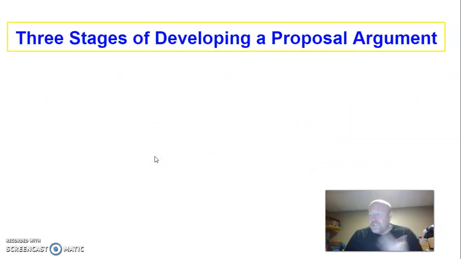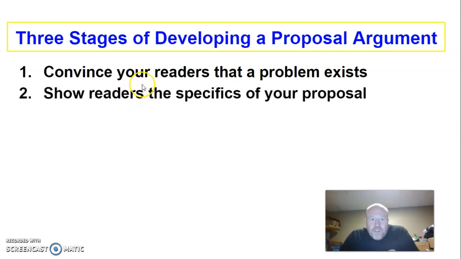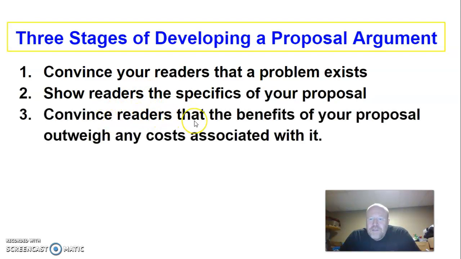There are 3 stages to get to that point. First, convince your readers a problem exists. If they don't believe there's a problem, they're not going to go with your proposal. If the economy wasn't tanking right now, there's no way a $3 trillion stimulus package would be passed where everybody's going to get money due to the coronavirus. The problem exists, and we had to show it: hey, there's a problem. Second, show readers the specifics of your proposal. Third, convince readers that the benefits of your proposal outweigh any costs associated with it.